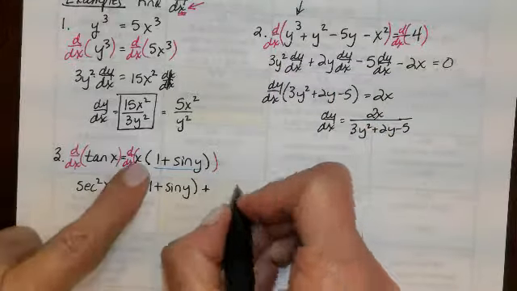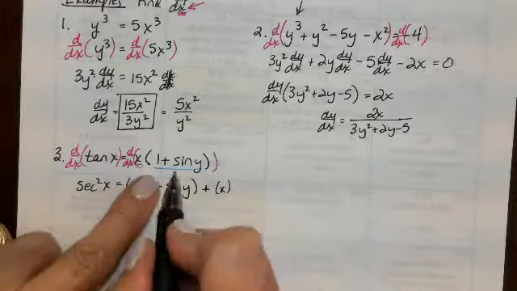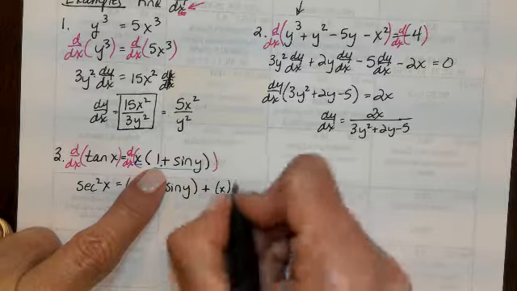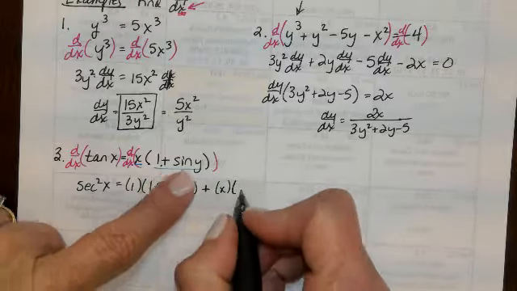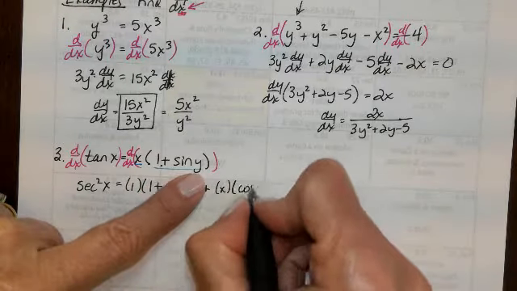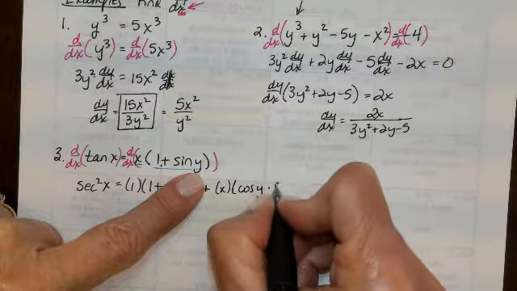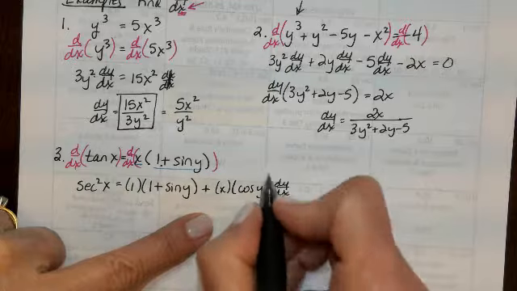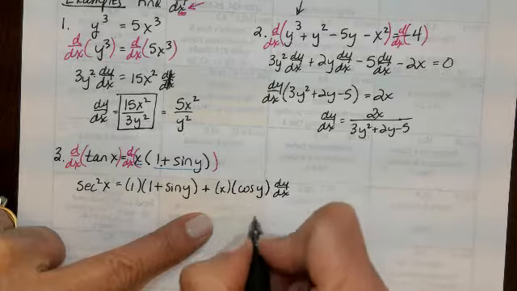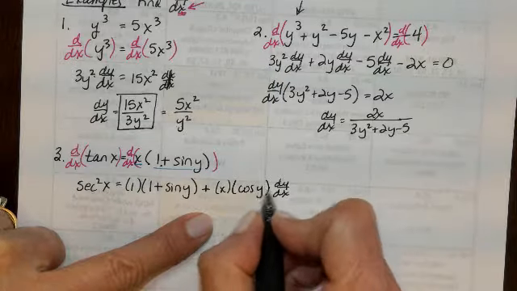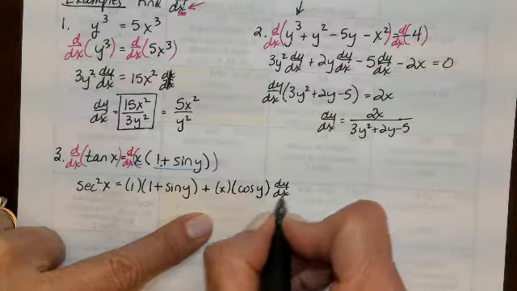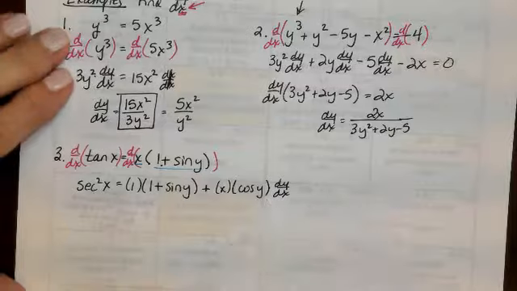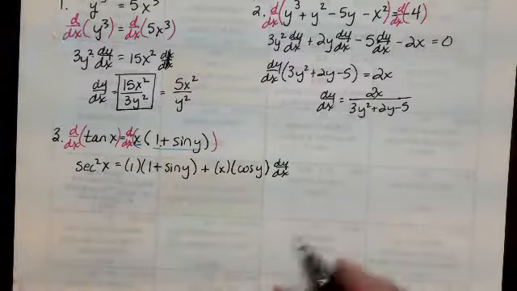Plus, now I'm leaving the x alone, and now I need the derivative of 1 plus sine y. Well, the derivative of 1 is 0. The derivative of sine y is cosine y times dy dx. Okay, be careful how you write that. I'm going to close my parentheses here so it doesn't look like just y is being multiplied by dy dx. The dy dx is being multiplied by the entire cosine y.